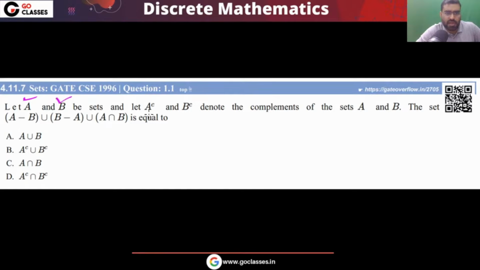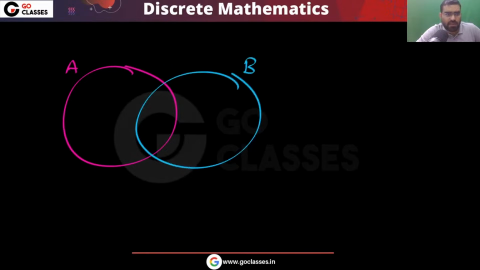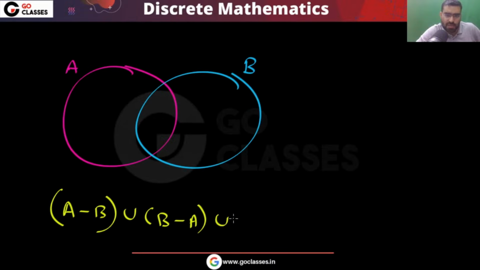Their complements are also given to you: A complement, B complement, that denote the complement of A and B. Then the question is asking what is (A minus B) union (B minus A) union (A intersection B). As I told you, most of the questions in set theory you can solve using a Venn diagram. So you can create a Venn diagram. This is your set A. This is your set B. The question is asking what is (A minus B) union (B minus A) union (A intersection B).